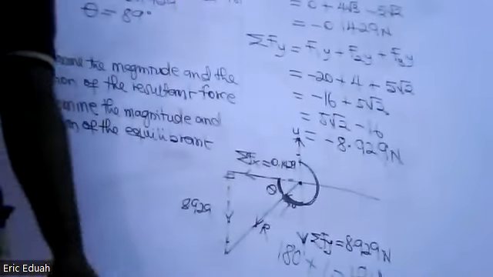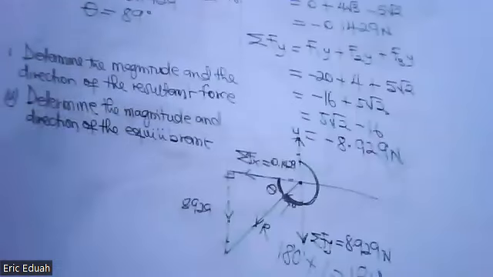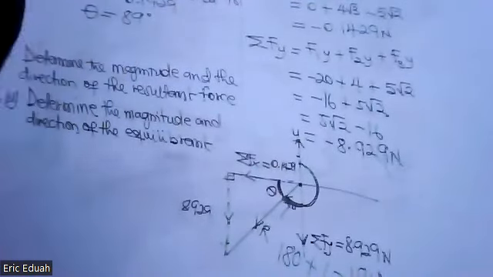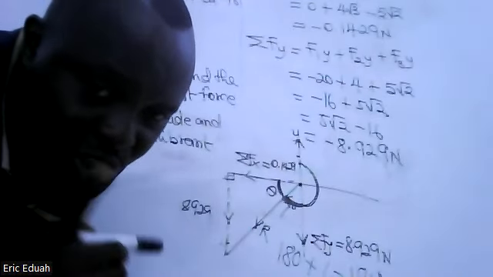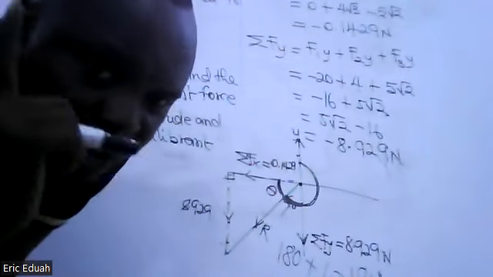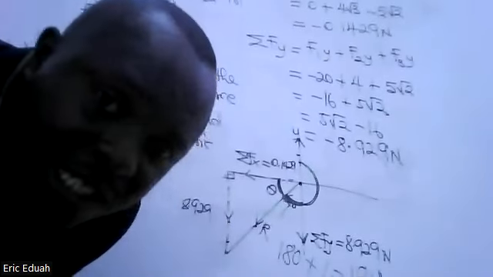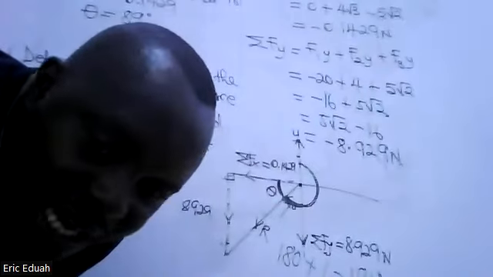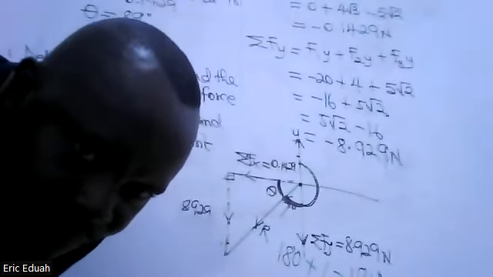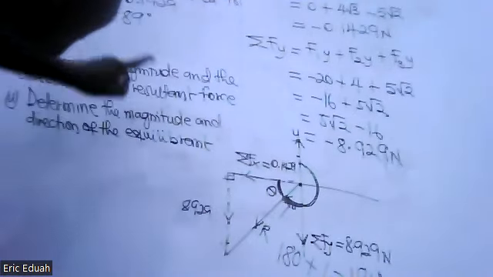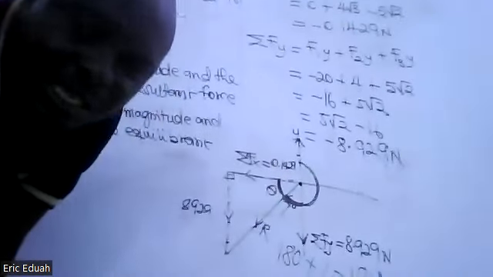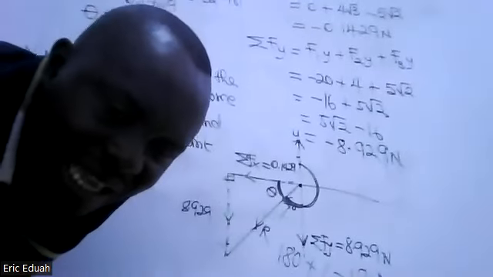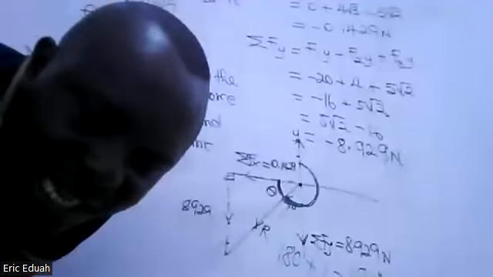Let's move on to part two. Determine the magnitude and direction of the equilibrant. Now, what is the equilibrant? The equilibrant is a force that ensures that the net force acting on the system is equal to zero. So when the equilibrant comes in, the total force acting on the system must be equal to zero. The equilibrant and the resultant always have the same magnitude.